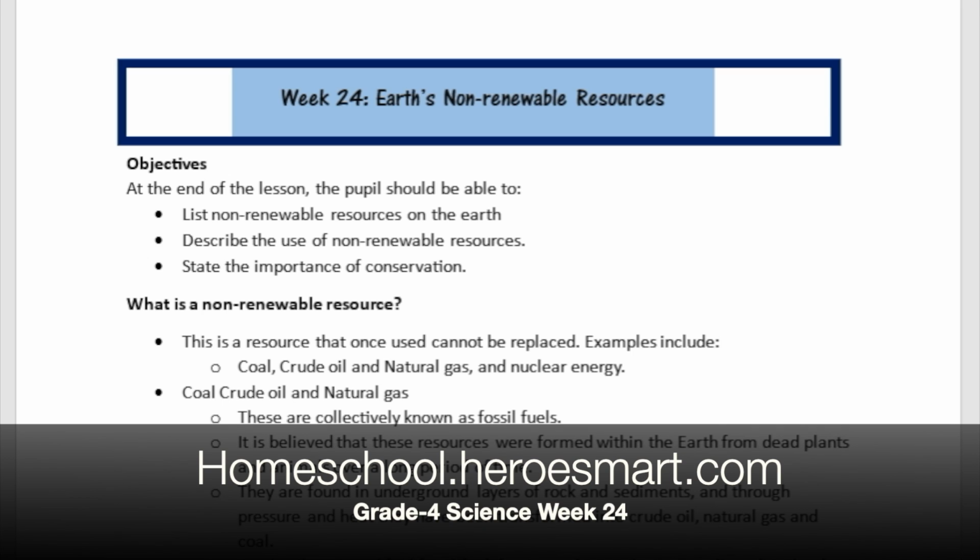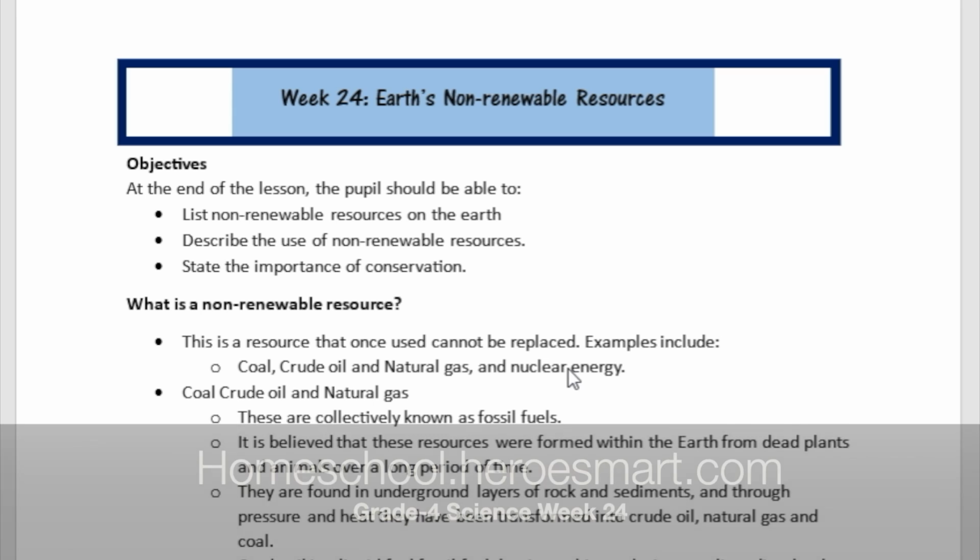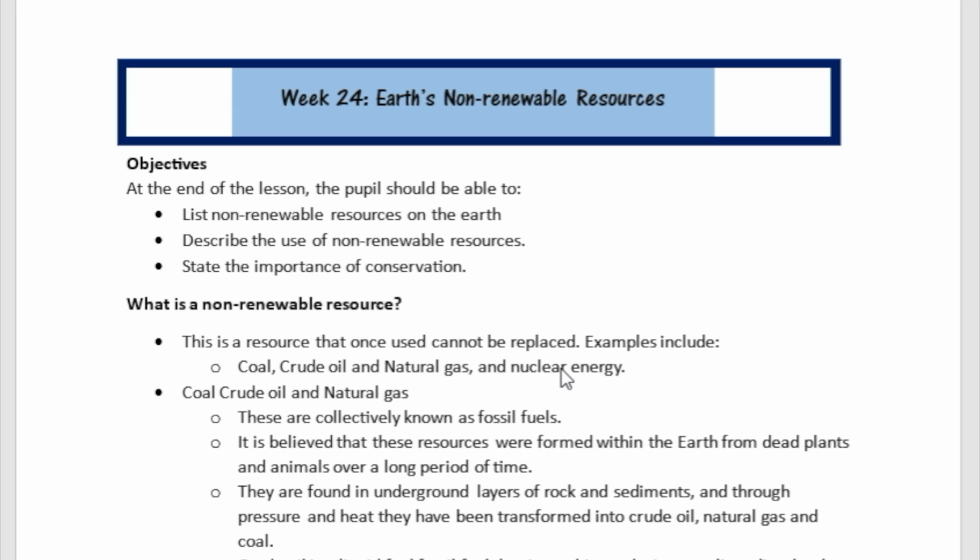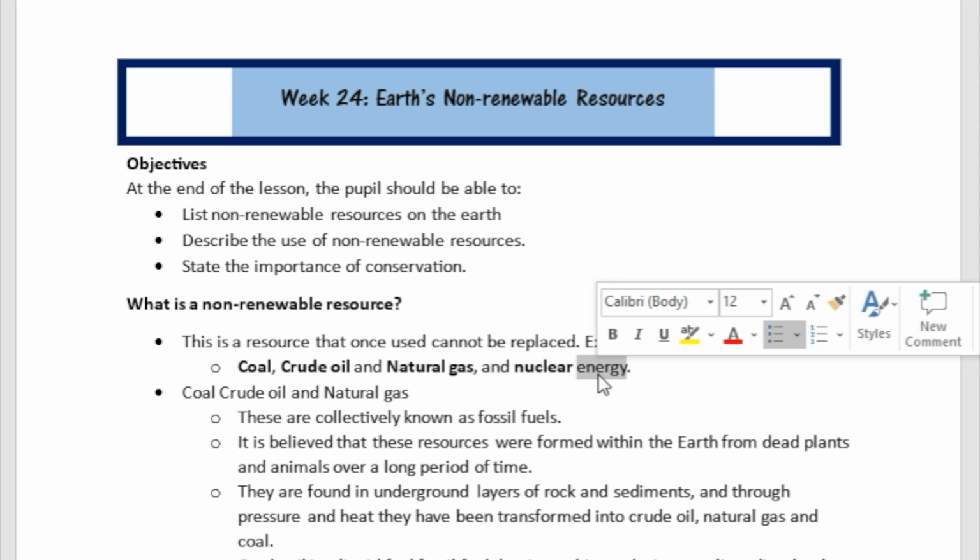We are going to be talking about 4th grade science and technology today, and today is going to be a lesson about week number 24, which is titled Earth's Non-Renewable Resources. So we talked about renewable resources last week. Now today we're going to be talking about non-renewable resources, which are resources that once you use them, they cannot be replaced. Examples of those resources are things like coal, crude oil, natural gas, and nuclear energy. All these things are non-renewable resources that we find in the planet.